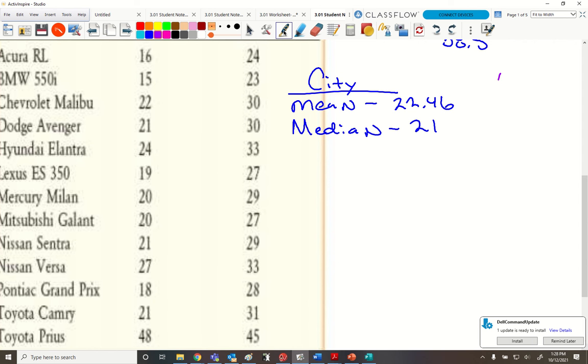Good job. And it goes with the notes too, right? Because this is where you're going to put your highway mean and median. Okay, statistics, stack calculations, and one variable statistics. The first one, number one.